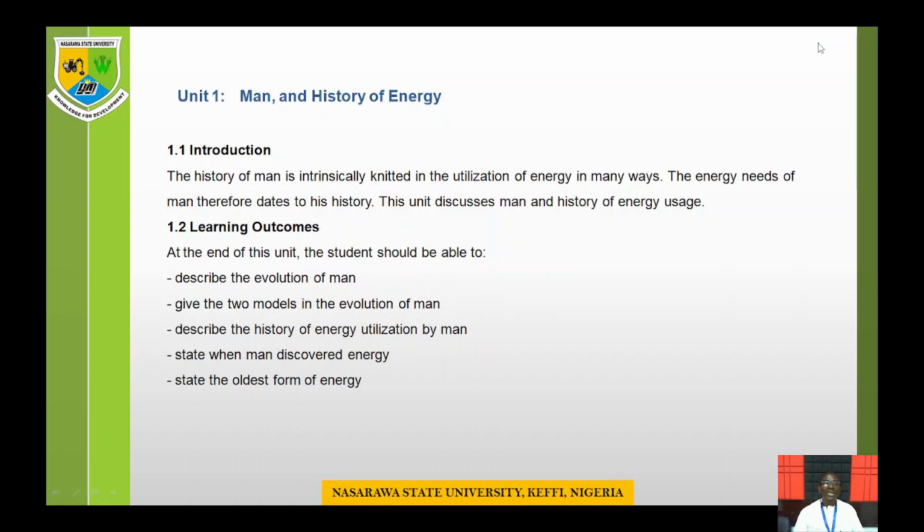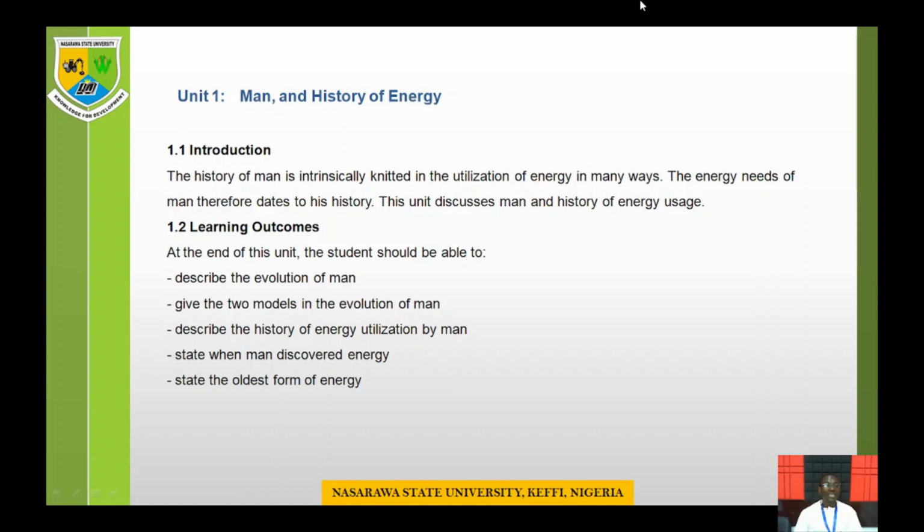Now, Man and History of Energy. By way of introduction, the history of man is intrinsically knitted in the utilization of energy in many ways. The energy needs of man, therefore, date back to his history. This unit discusses man and the history of energy usage.